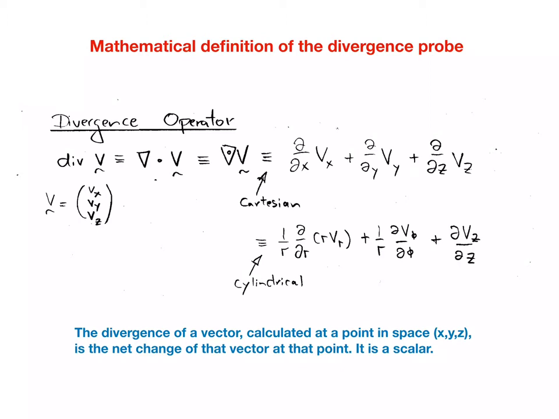Notice in particular that in front of some of the partial differentiations there is now a factor that is different from unity. In this case, the factor is equal to 1 over the radial coordinate. It is immediately obvious that a constant vector field, constant in magnitude, constant in direction, does have a divergence of 0, because all 3 partial differentiations give 0. Since the divergence of a vector, calculated at a particular point in space x, y, z, or r, phi, z in cylindrical coordinates, is the net change of that vector at that point, the divergence is always a scalar.